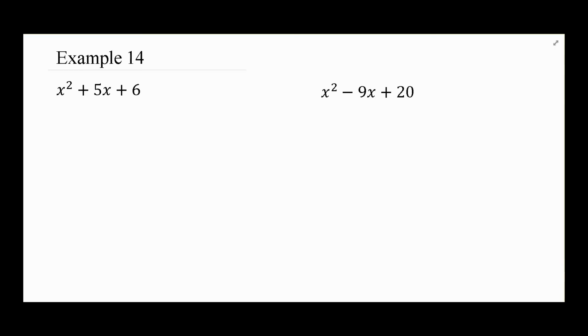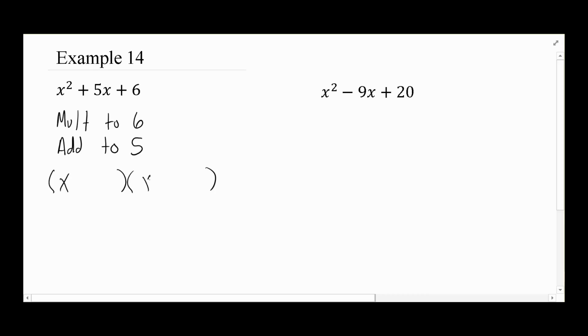So if we're looking at the example x squared plus 5x plus 6, and we try to use the same reasoning, then we need something that multiplies to get us +6, but adds to get us +5. And once we figure those numbers out, we're going to put them into x plus one, x plus the other, and that's it. So if I want to find two numbers that multiply to be 6 but add to be 5, it sounds like 2 and 3 would probably work. I put them in there, and that's it.